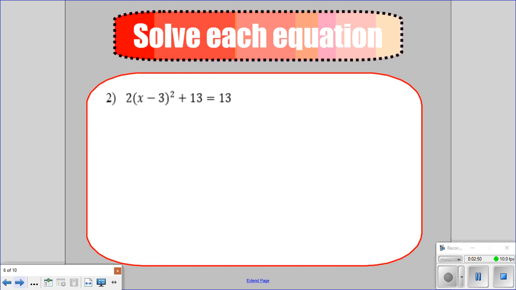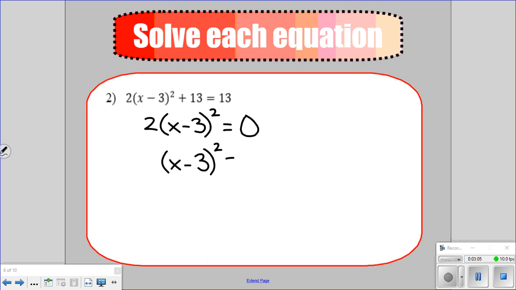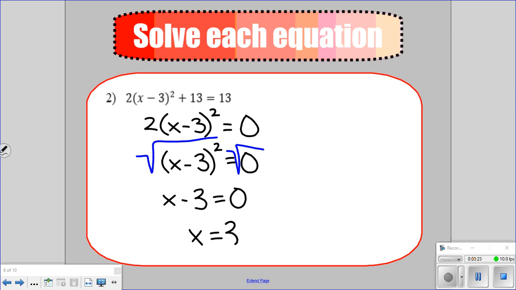Next up, we have to get our squared by itself here. So I'm going to subtract 13 on both sides. So I get 2 times (x minus 3) squared equals 0. Divide both sides by 2. I get (x minus 3) squared equals 0 still. That means I'm going to have one root. So when I square root both sides, I only have one answer here. I get x minus 3 equals 0. Add 3 on both sides, I get x equals 3. So my one answer that I have is 3.